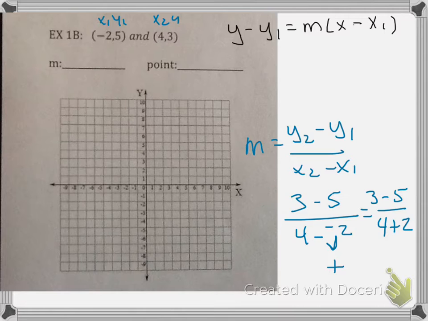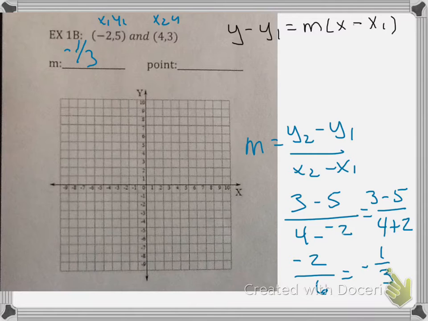Alright? Now this should be pretty easy for you. So what is 3 minus 5? That should be negative 2, and 4 plus 2 is 6. And so if you simplify this, you should get a negative 1/3. So my slope is negative 1/3. So that's my slope. Alright, so our slope is negative 1/3.